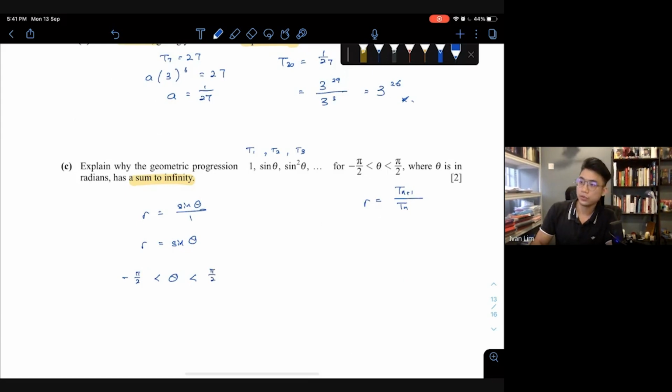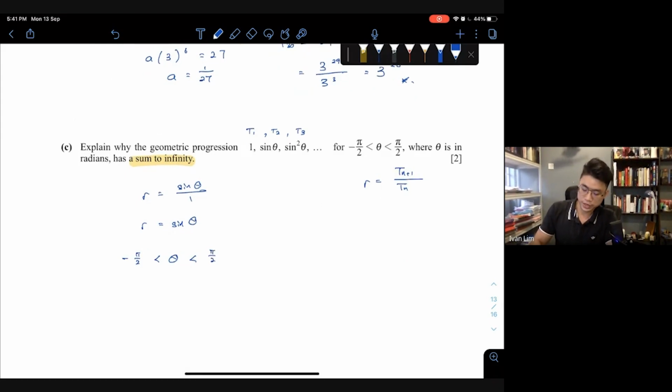Negative pi over 2 to pi over 2. You sine. Okay, we want sine theta to appear. So we can sine all the angles here. Sine negative pi over 2 to sine pi over 2. Sine negative pi over 2 is negative 1. And this is actually the proof.